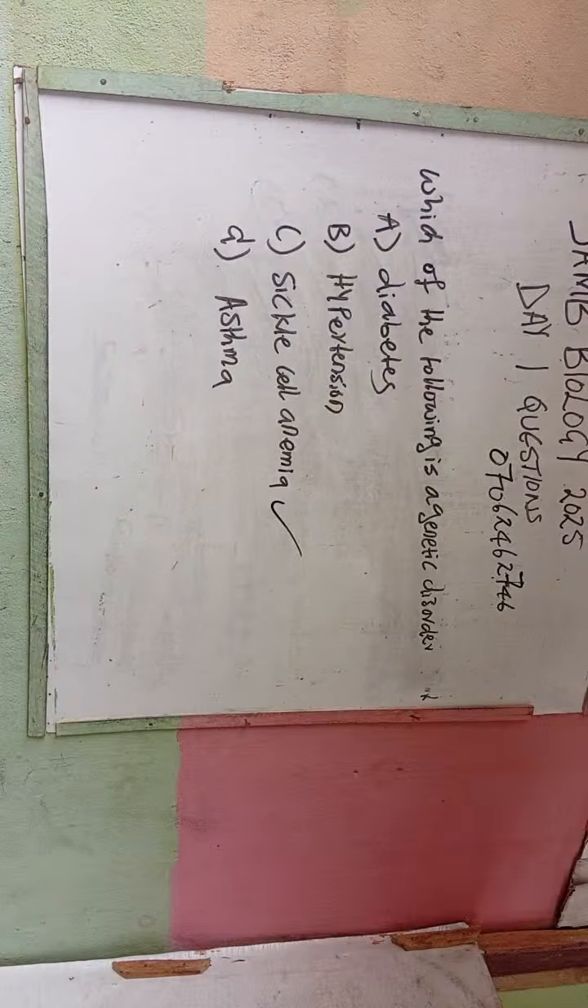So the correct answer there is sickle cell anemia. Sickle cell anemia is a genetic disorder that can pass from generation to generation.